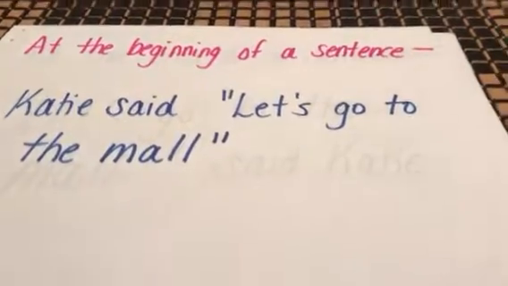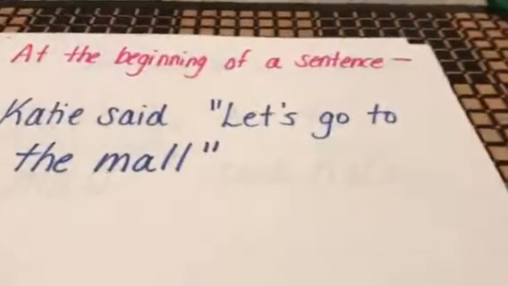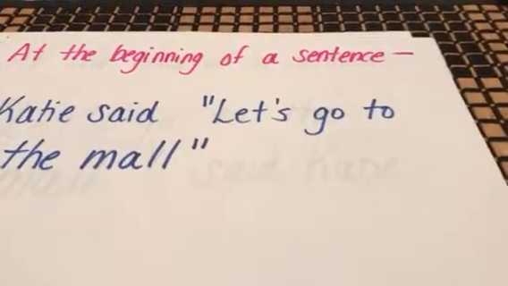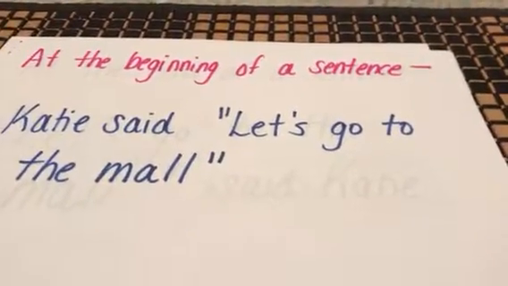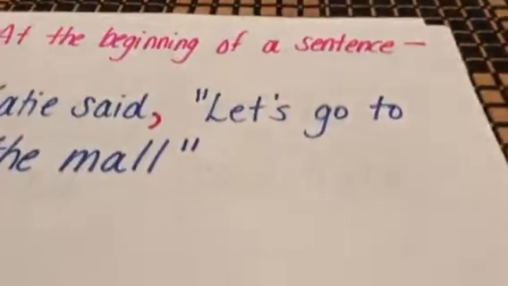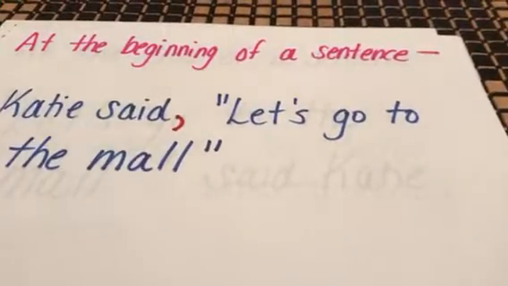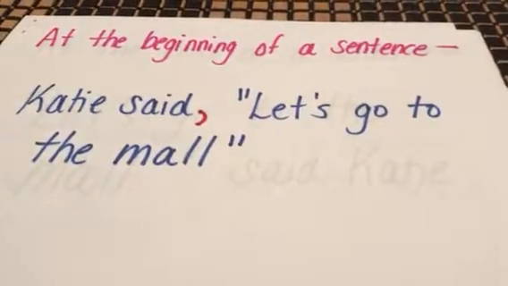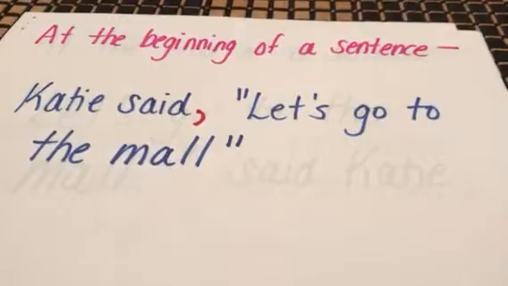Now, we need to punctuate this correctly. So in order to do so, we need to say, Katie said. We have to imagine that basically it's two sentences within one. So I'm going to need to have you write a comma after Katie said. Now, Katie's speaking. So what she is saying is, let's go to the mall.